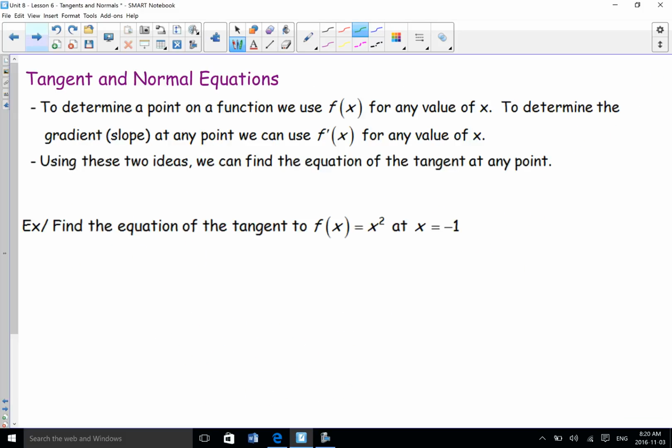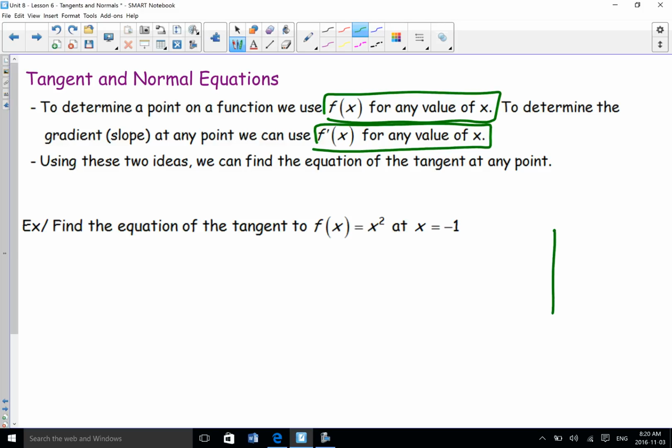So, as I said, we're going to look at some equations. To find slope, we have to use our derivative. To find the y-intercept, we need to know a point on the graph. So we're going to be going back and forth between our two equations, our original function notation and our new derivative notation. Okay? To find points, we use the function. To find slope, gradient, we use the derivative. Those two ideas will allow us to find the equation at any one point.